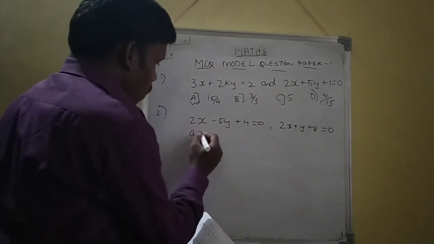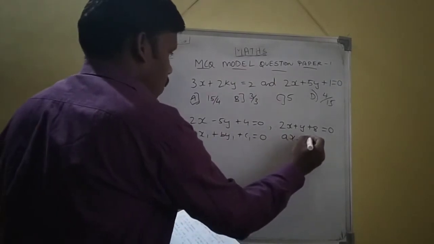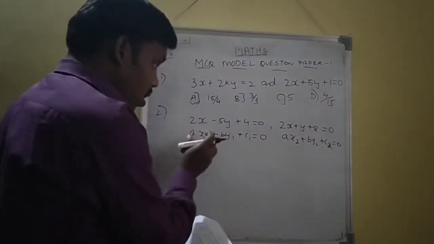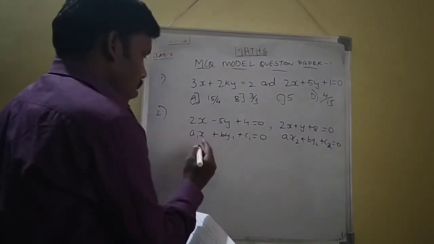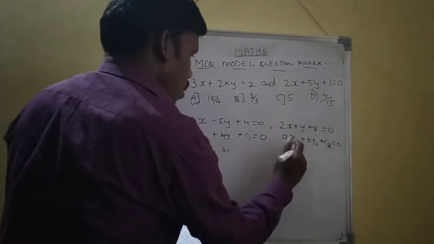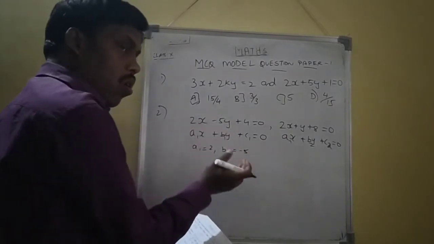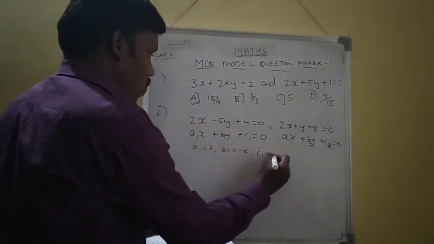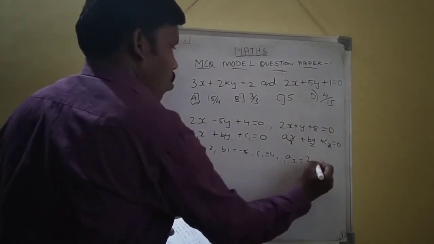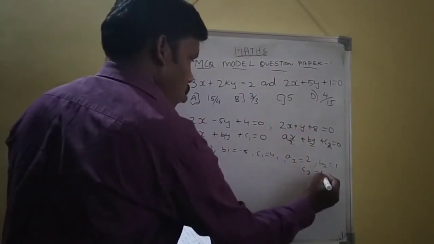So when you compare with the standard form, A1, B1, C1, A2, B2, C2, just write down the values. A1 is 2, B1 is minus 5. The plus sign you are not going to write; minus means you should write down minus. C1 is 4, and here A2 is 2, B2 is 1. For y there is no number, so 1 we will take, and C2 is 8.